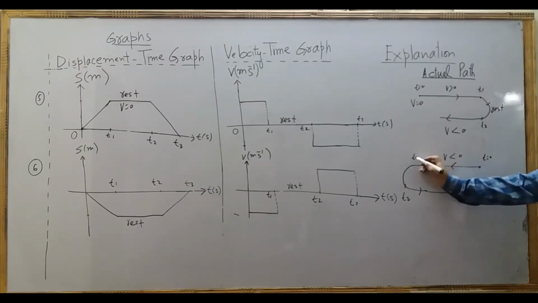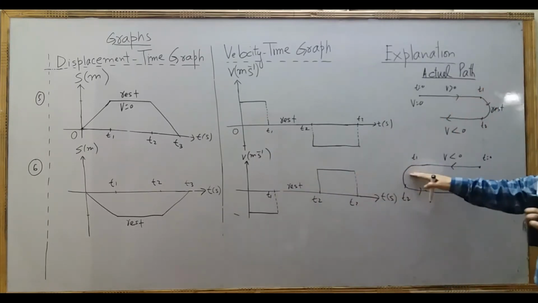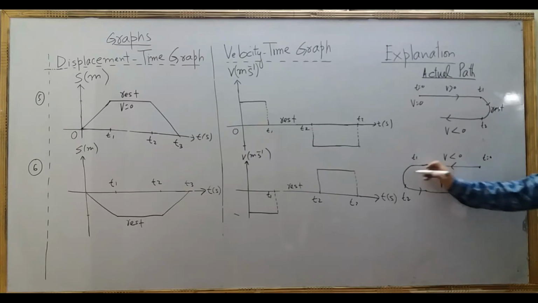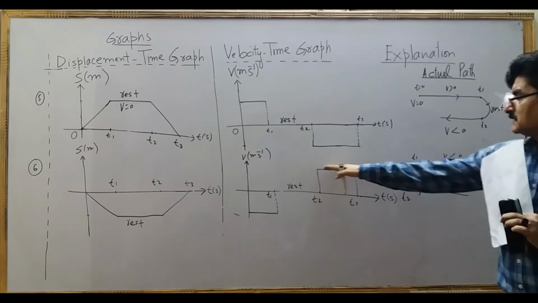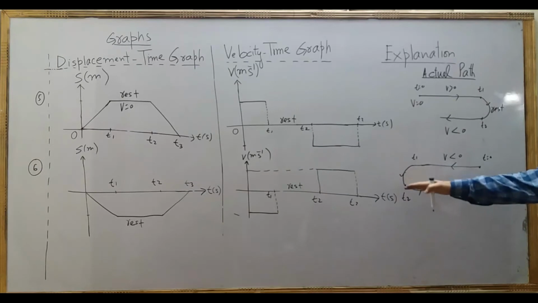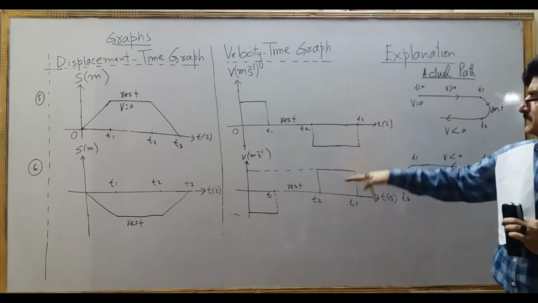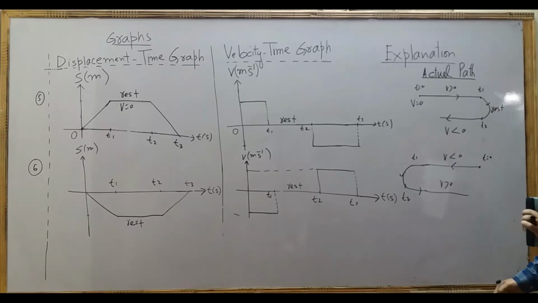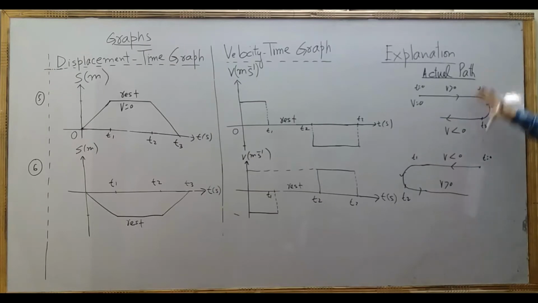So at time t1 it comes to rest and stays at rest for some time. No further displacement is covered, velocity is 0. Then it takes a turn and moves with some velocity, which is shown by this height. This graph is straight because a velocity-time graph is straight when acceleration is 0, because the gradient of a velocity-time graph is acceleration. So in both these cases the acceleration is 0.